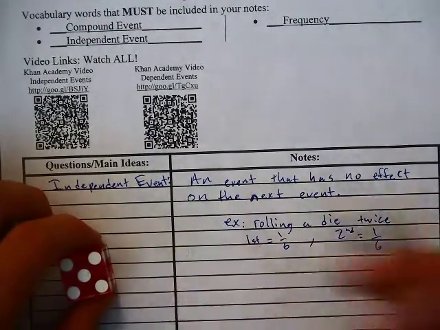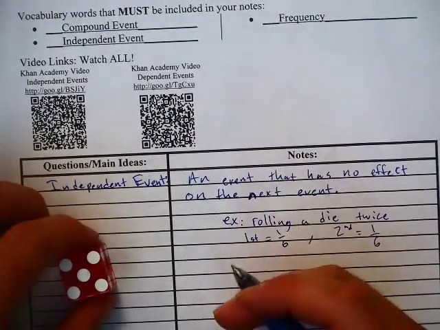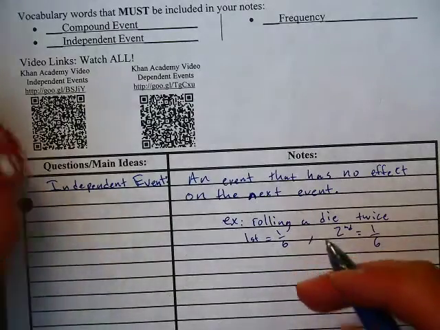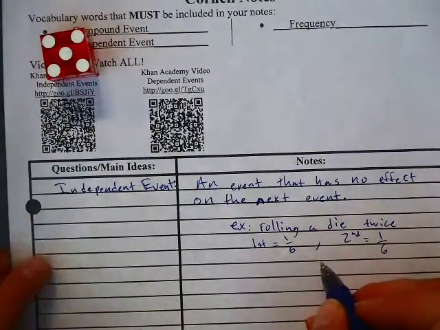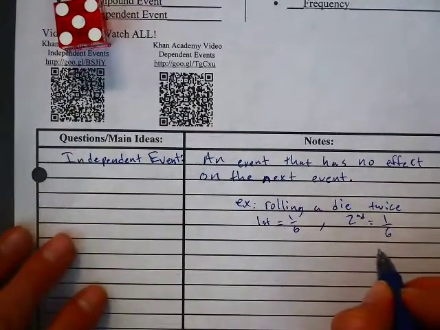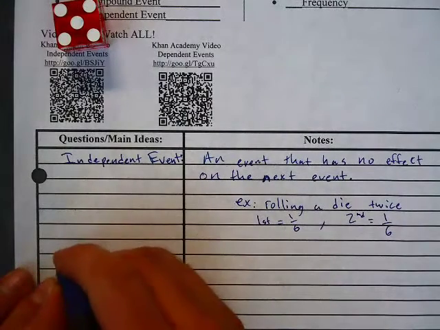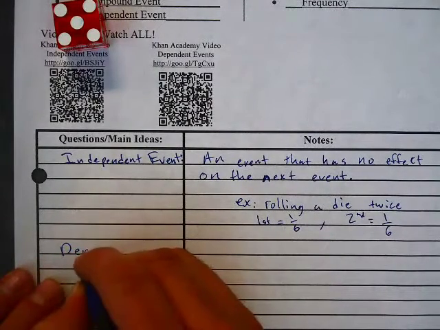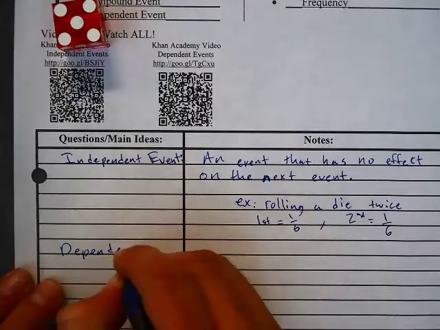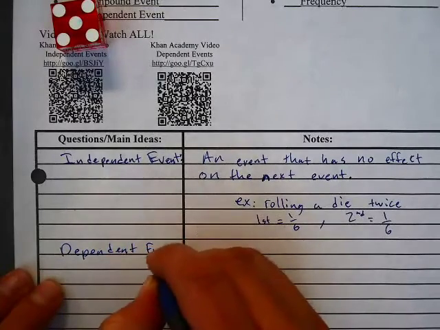Anyways, so that's an independent event. One event has no effect on the next event. Independent. But there are also events called dependent events.